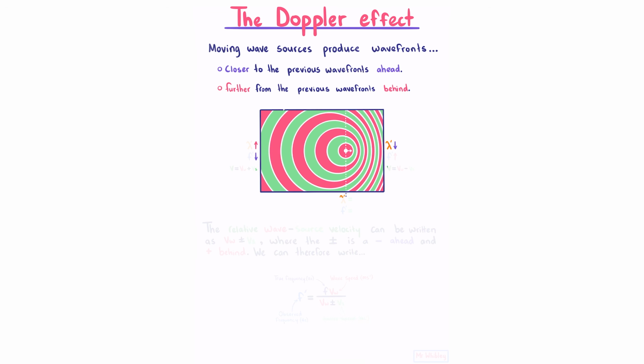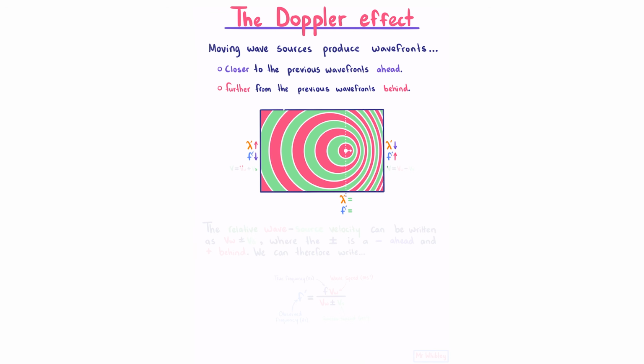Behind the source we have an increased wavelength, and because our velocity of the wave stays the same, that means that we have an increased frequency ahead and a decreased frequency behind. For observers perpendicular to the velocity of the source, the wavelength and frequency are going to be equal to the true ones, and so in other words, they will not experience the Doppler effect.